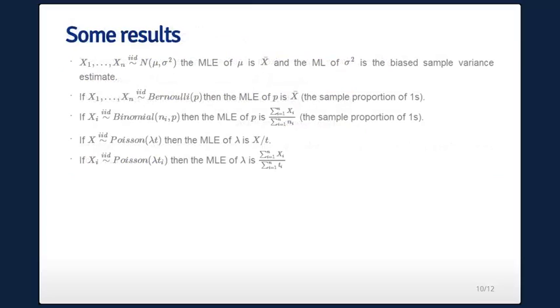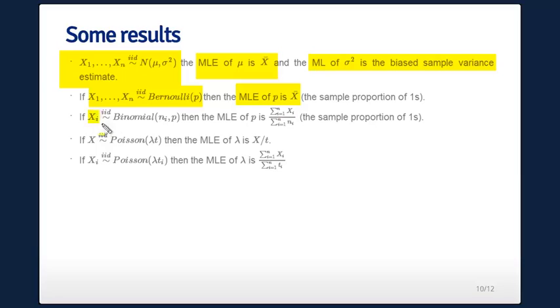So here are some results. If we have IID normal data, the MLE of mu is x bar, and the MLE of sigma squared is the biased sample variance, where you divide by n instead of n minus 1. If x1 to xn are Bernoulli, then the MLE of p is x bar, the sample proportion of 1s. If xi are binomial(ni, p), then the MLE of p is the total proportion of 1s.